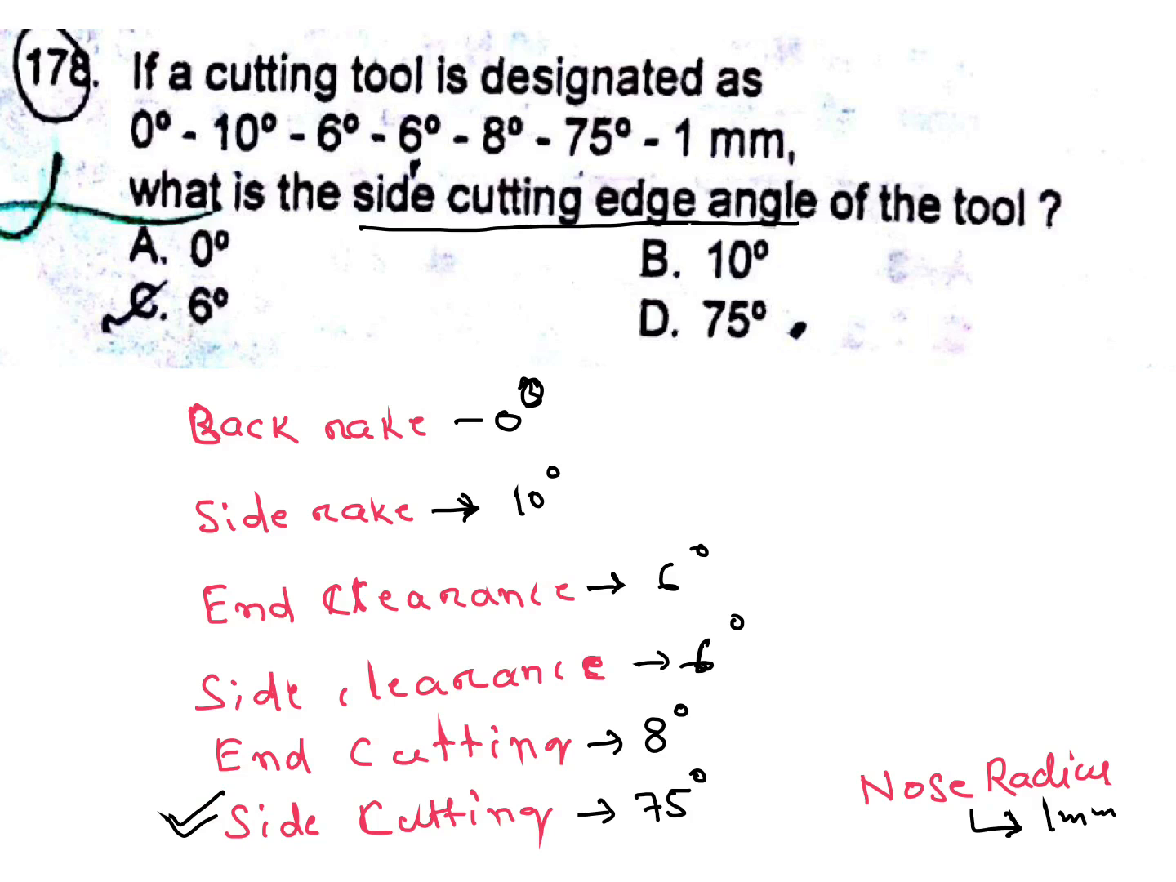Like this, anyone can be asked. If you know the sequence, you can solve the question. First back rake angle, then side rake angle, then end clearance, then side clearance angle, then end cutting edge angle, side cutting edge angle, last nose radius. Sometimes they ask how many terms are there. So total 7 terms, 6 angles and 1 nose radius, total 7.